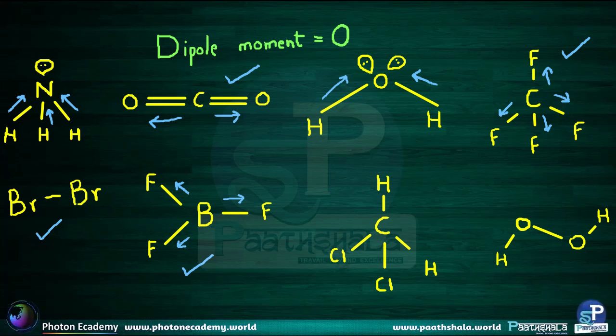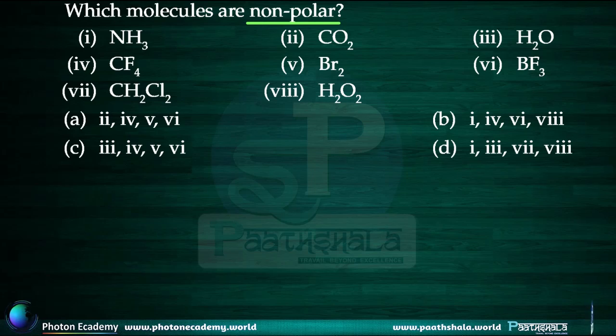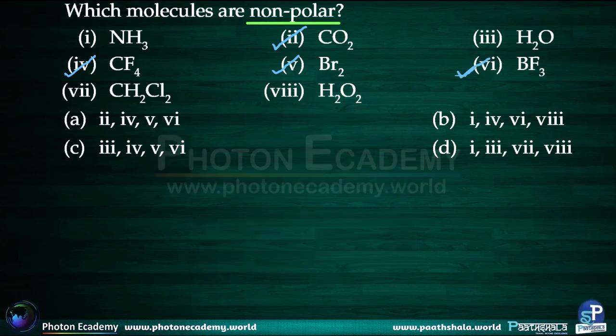Hence what we can say is that the following compounds, which are carbon dioxide, bromine, CF4 and BF3, are going to be non-polar. Hence on analysis of the given options, we understand that option A is the appropriate answer to this question.